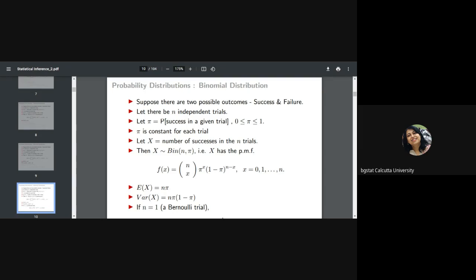The idea is that you have some experiment which can result in any one of two values. In statistics notation, we term these two values success and failure. It doesn't really relate to the sense in which we use success and failure in the English language. It is up to you to define which event you want to call the success and which event you want to call the failure.